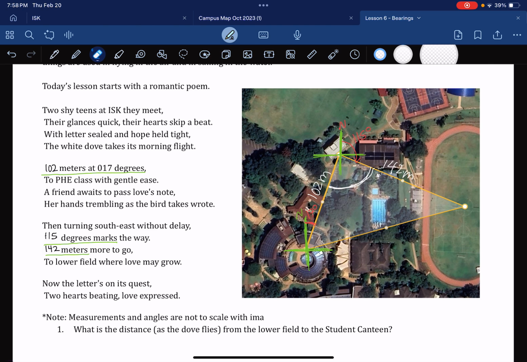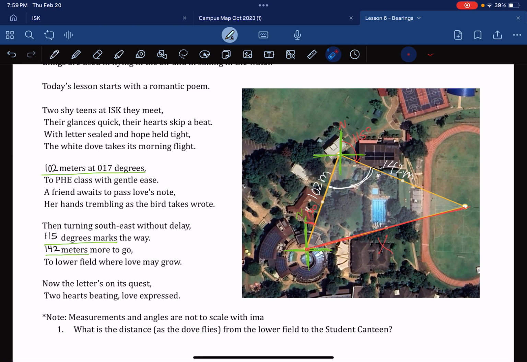So the first question that this asks is, what is the distance as the dove flies from the lower field to the student canteen? So from the student canteen to the lower field, that's asking for this distance here, which we're going to just label as X. In order to find that, right now I only have two side lengths. I have 102 meters and I have 142 meters. So that little angle that I couldn't erase, that's the angle that I would need to find. And it would be helpful to find that because if I do have it, then I would have a side, an included angle, and another side, which means I can use the law of cosines. So hopefully you already saw that.